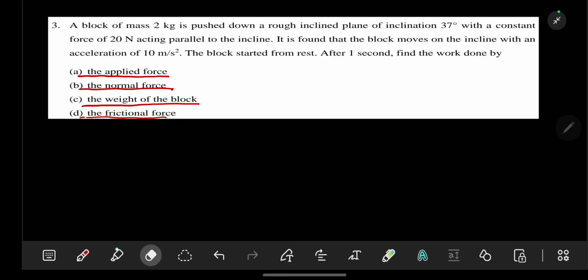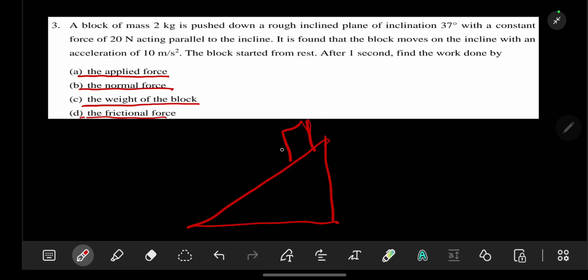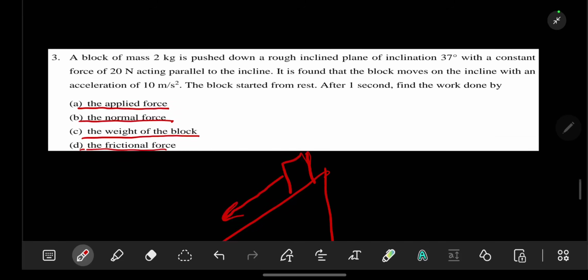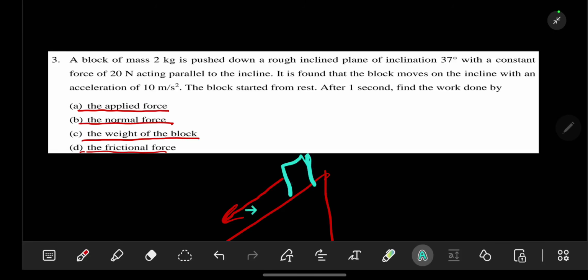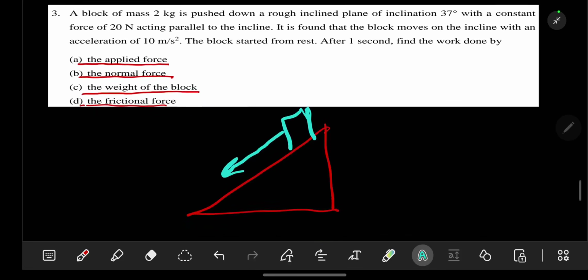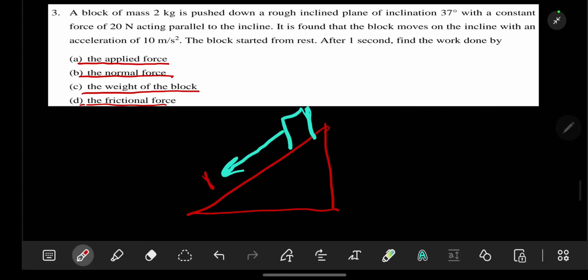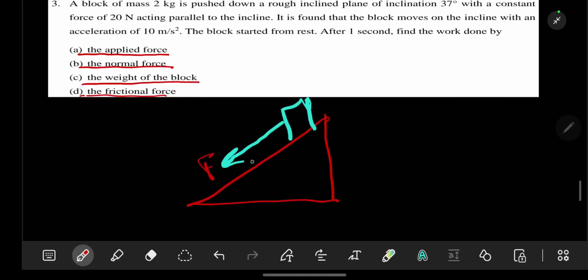So let's draw something. We have the incline like that, and for this incline we have the mass of the block here. Then it is going down according to what we have been told: a block of mass 2 kg is pushed down a rough inclined plane of 37 degrees with a constant force of 20 newtons. So this is the force like that, and we have 37 degrees there.